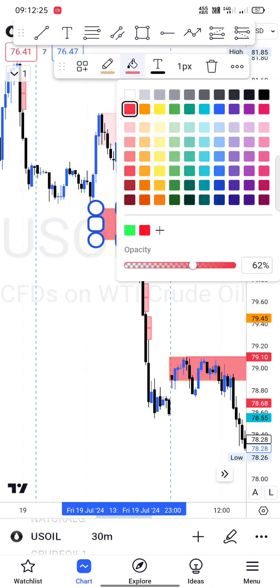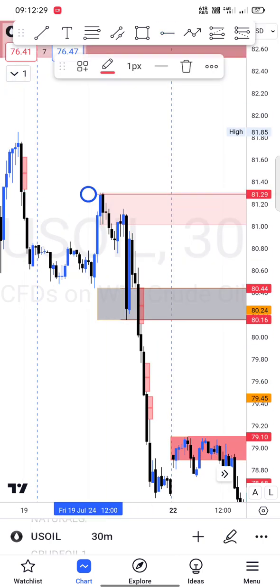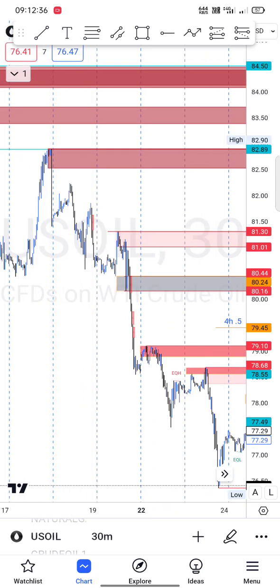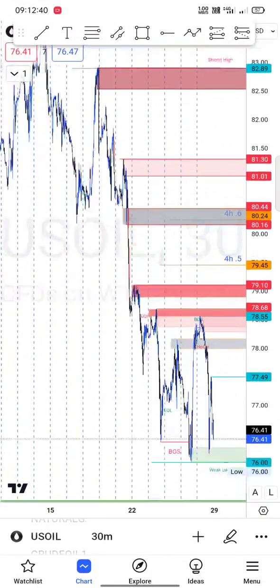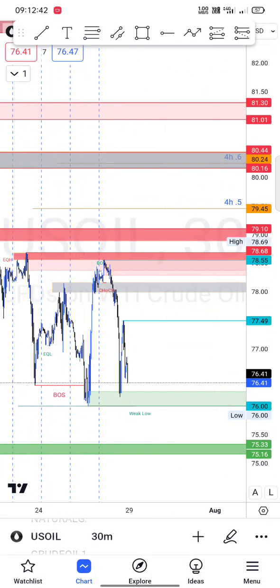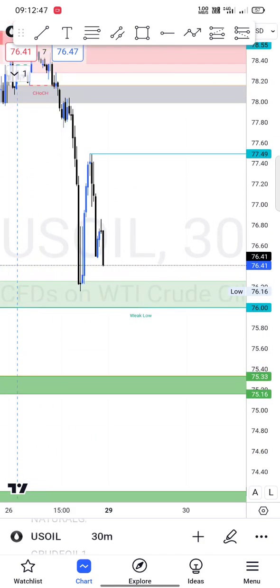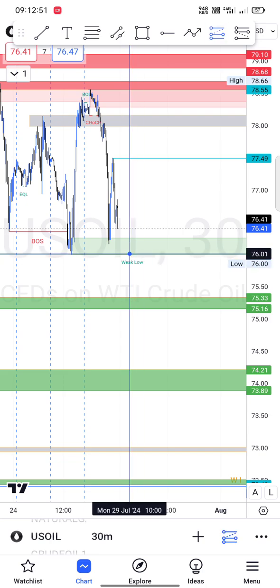So we check this key level. So next one is here. Okay, 4-hour is okay. Okay guys, let's see. If the low is break, our next target is this one.